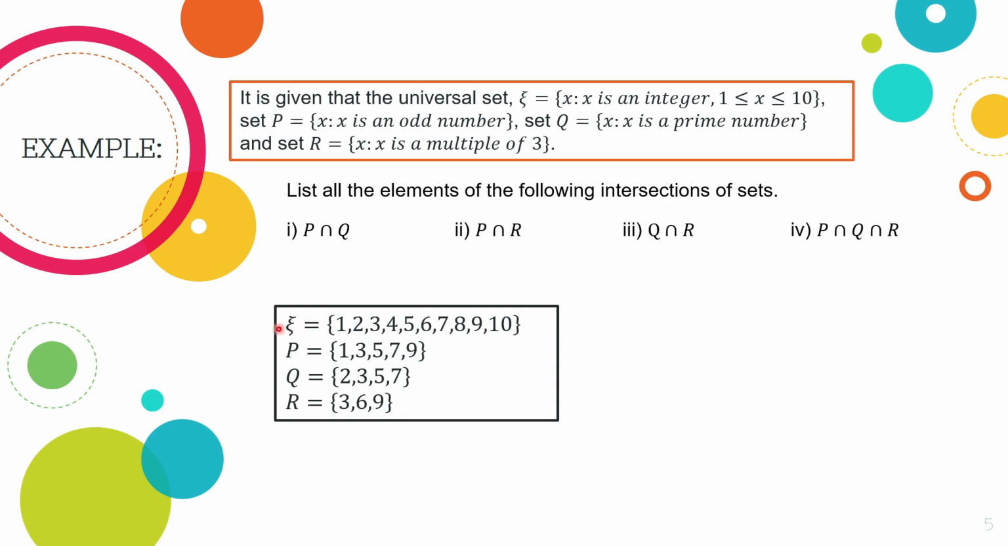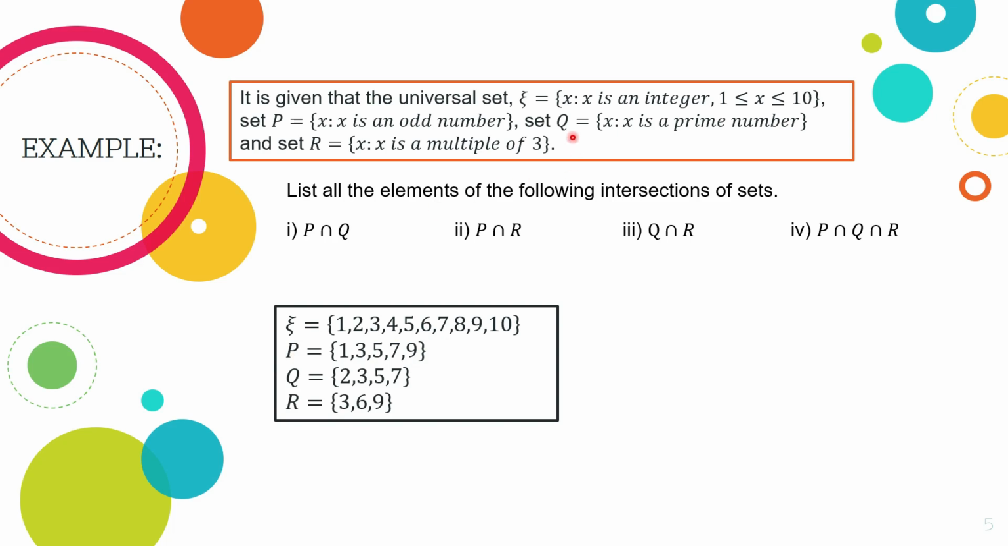Okay, the elements in the universal set are 1, 2, 3, 4, 5, 6, 7, 8, 9, 10. And then the elements of set P are odd numbers. From this universal set, we determine the odd numbers. The odd numbers from this universal set are 1, 3, 5, 7, 9. And then this is set P.